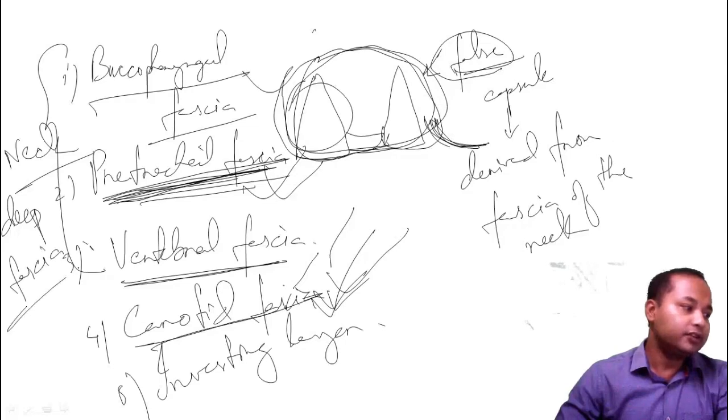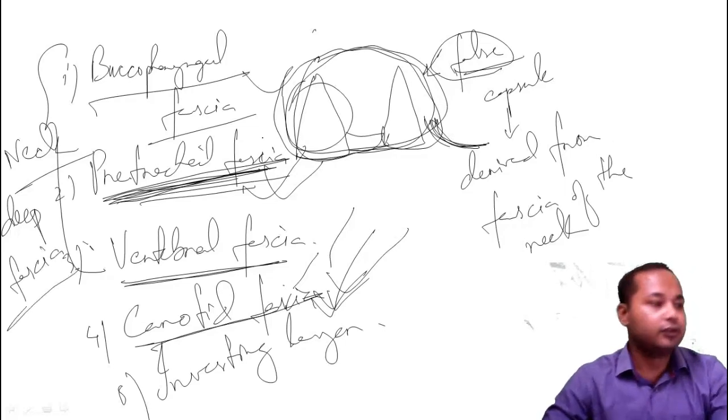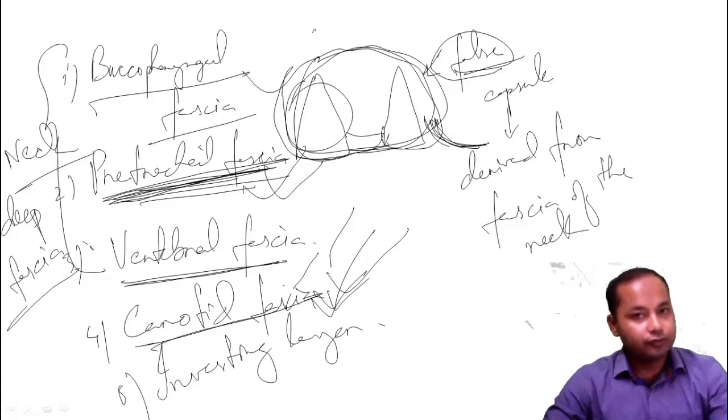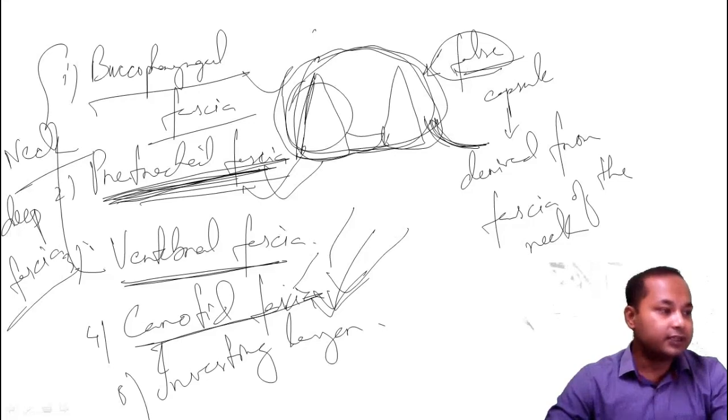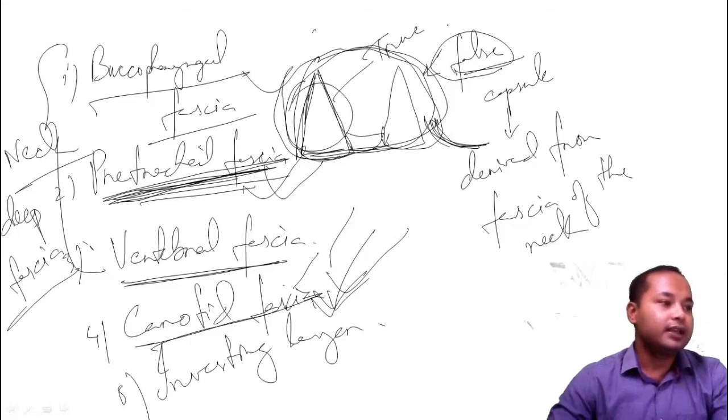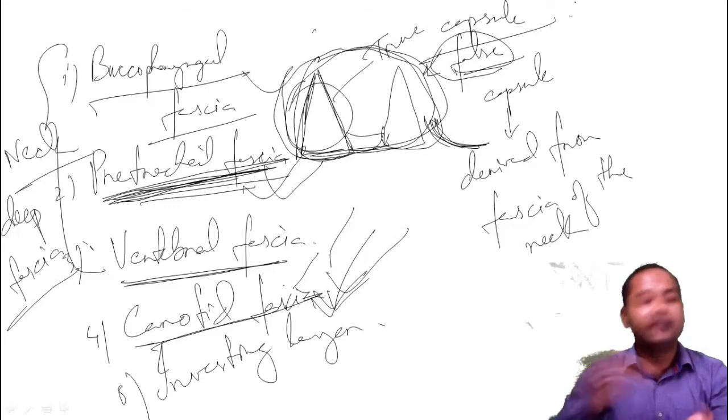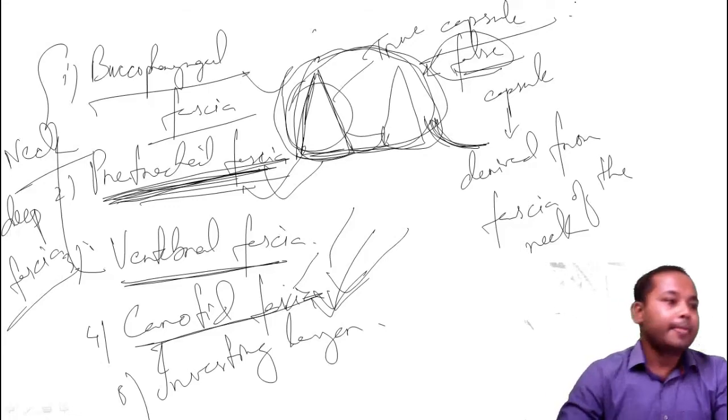So you need not remember all the names of the fascias. What is important for you is that the false capsule is derived from the fascia of the neck, and the true capsule is actually the histological condensation of the fascia. True capsule is very much related to the gland. True capsule is within the gland, okay, and the false capsule is outside the gland.